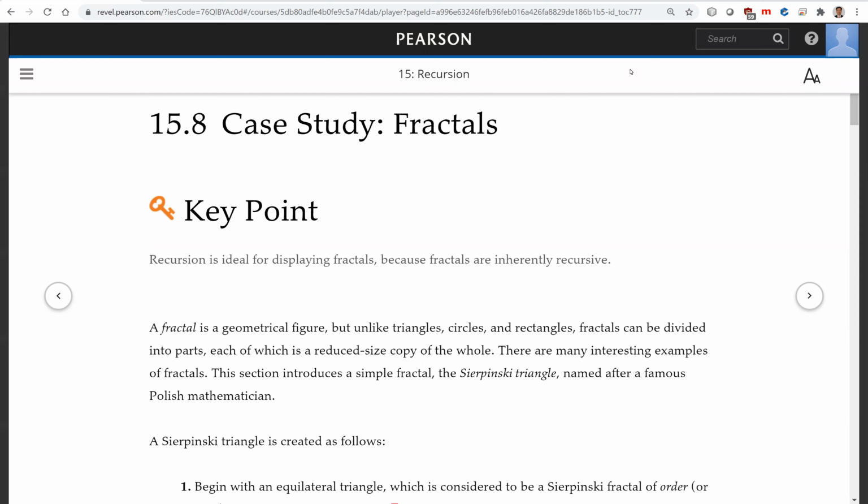A fractal is a geometric figure, but unlike triangles, circles, and rectangles, a fractal can be divided into parts, each of which is a reduced size copy of the whole. There are many interesting problems of fractals. This section introduces a simple fractal, the Sierpinski triangle.